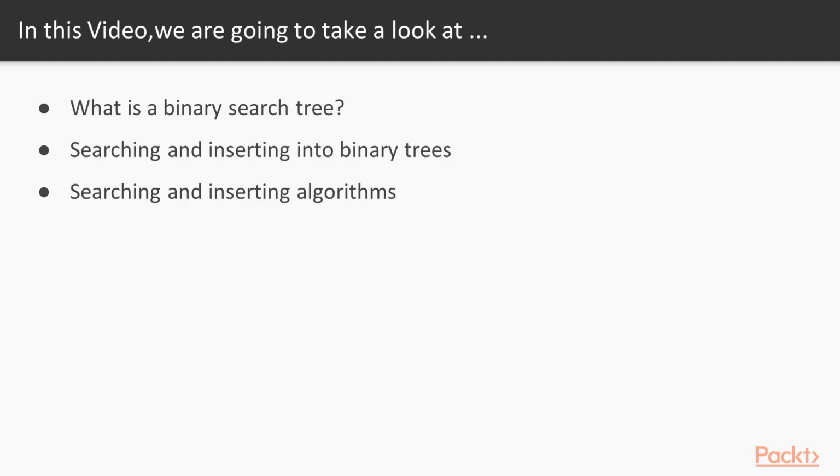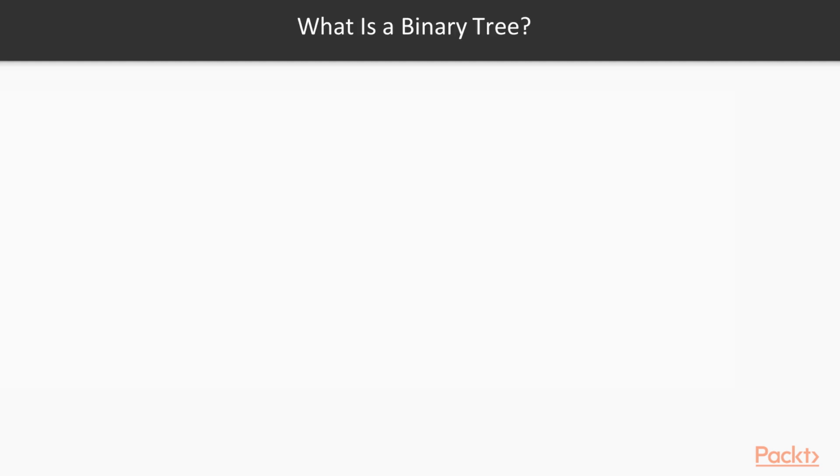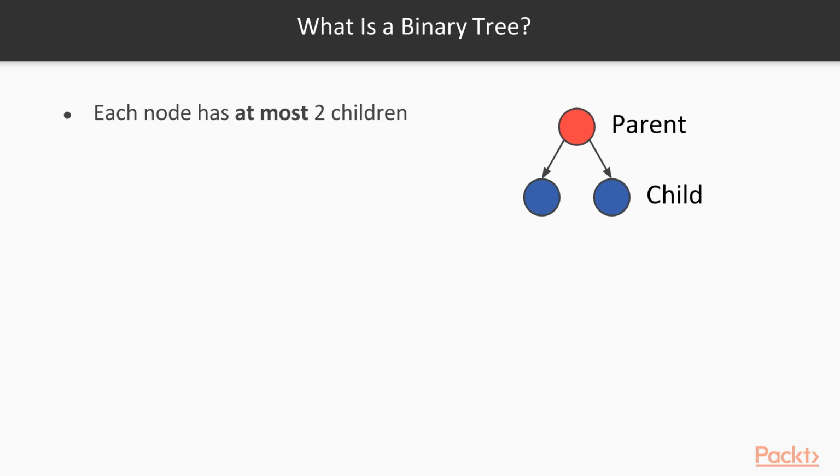First, we will introduce the idea behind binary trees, and the types of problems they are used for. We will then have a look at how searching and inserting in a binary tree works. Finally, we will see some pseudocode for both operations. So what's a binary tree? Simply put, a binary tree is a graph structure where each node has at most 2 children.